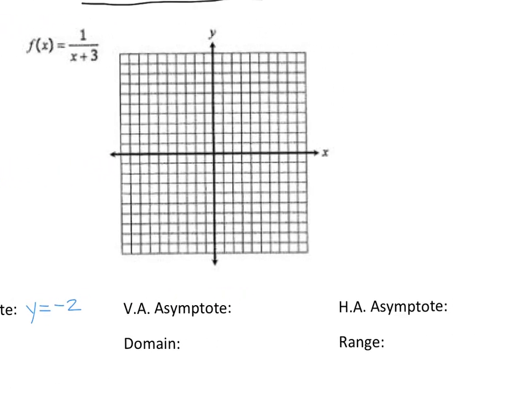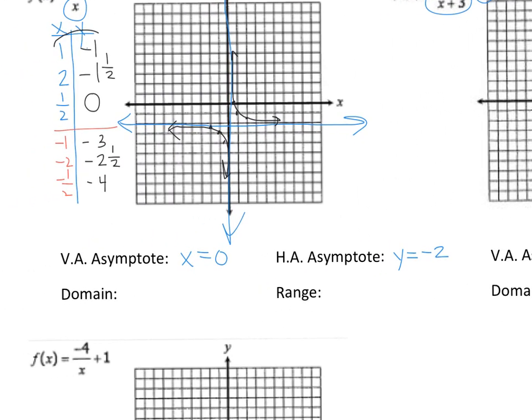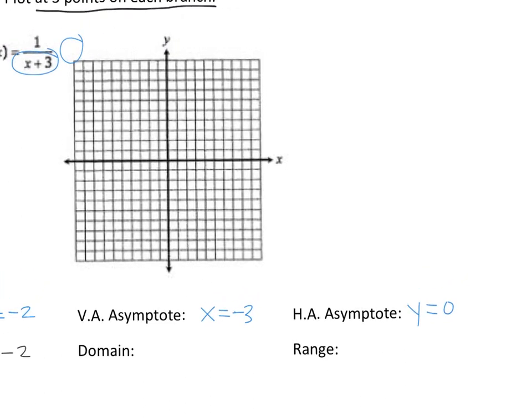So first I would draw your vertical asymptote, so it's going to be at x equals -3, and then your horizontal one is going to be y equals 0. Ooh, I just realized I didn't do the domain and range over here. The domain is going to be all real numbers except where the vertical asymptote is. So x can't be 0. And your range is going to be all real numbers except where the horizontal asymptote is, which is at -2.